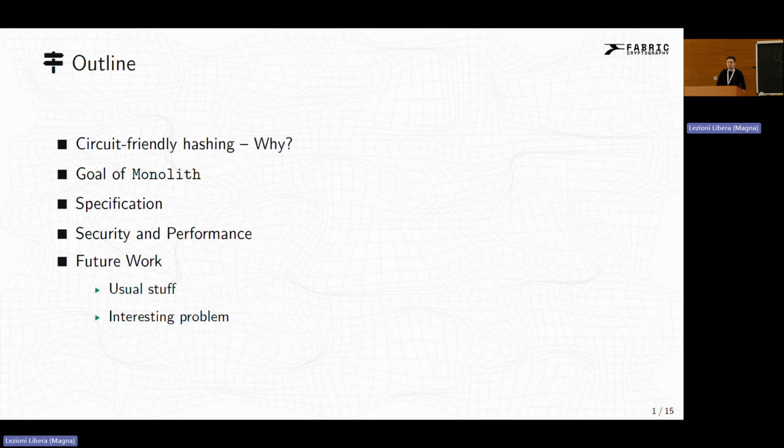Yeah, first some outline though. So why do we need circuit-friendly hashing? I will try to make this part very short because we have heard some of the motivation in previous talks already. Then I will talk also about the specification, the security and the performance analysis, of course. And at the end, I will close the talk with some future work, which will include the usual stuff, like always more analysis is good, right? And I will also talk about an interesting problem. It's not necessarily related to symmetric crypto, but I figured it's still worthwhile to present it briefly.